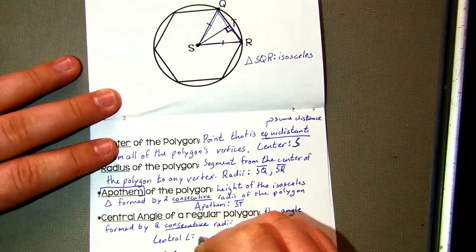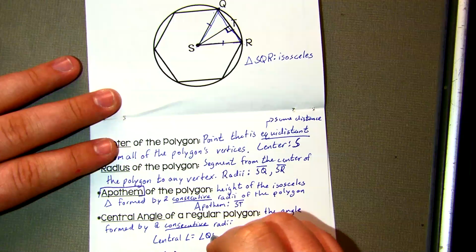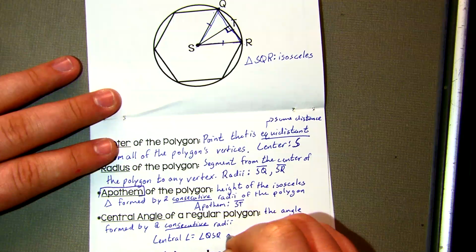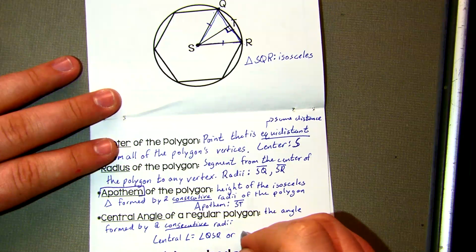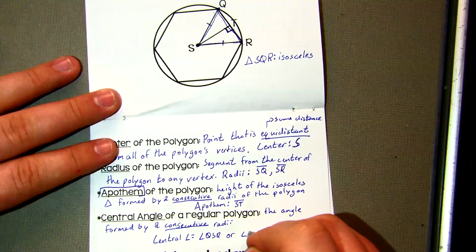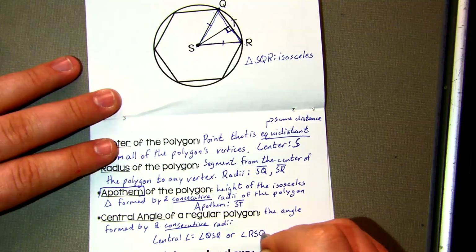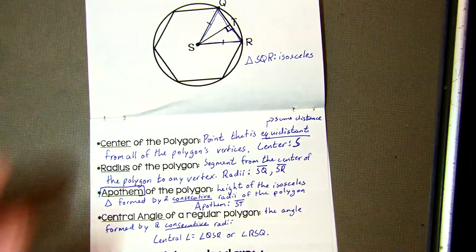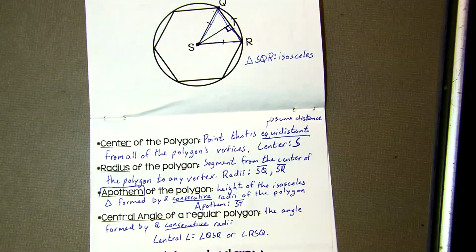So we can say our central angle is equal to angle QSR or angle RSQ. The order doesn't particularly matter. We just want to make sure that we know that this is, in fact, the central angle.